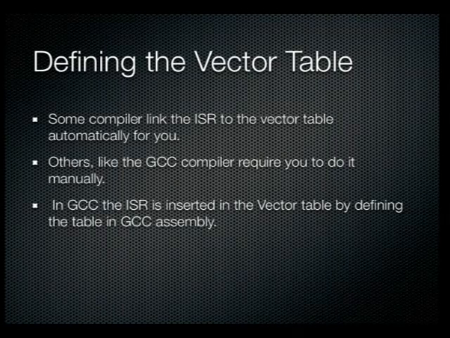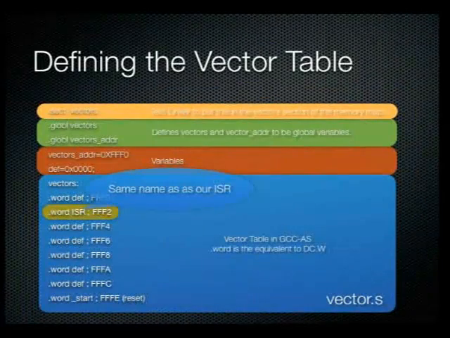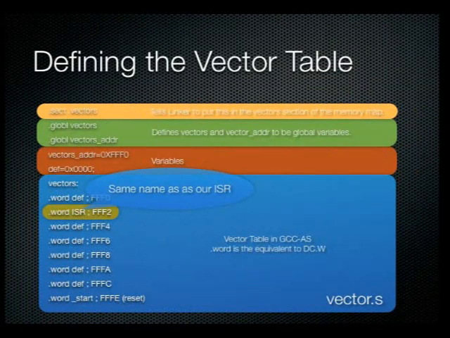When it comes to doing it in GCC, we define the interrupt vector table using GCC's assembly. So we use the assembly that GCC provides to define our interrupt vector table. Inside this GCC assembly file, we call it vectors.s. The vectors defines it as a vectors file, and the .s defines it to be an assembly file. So .s is generally what GCC uses to define assembly.